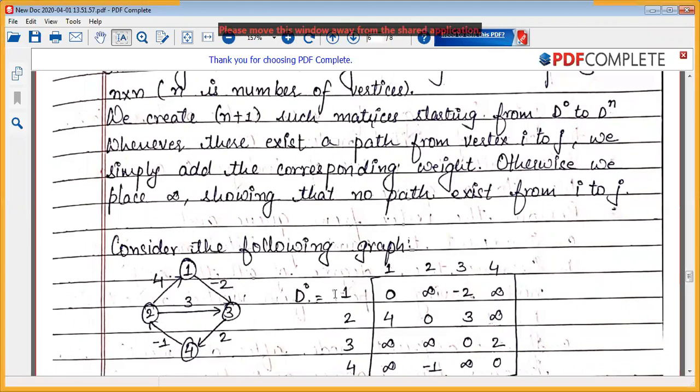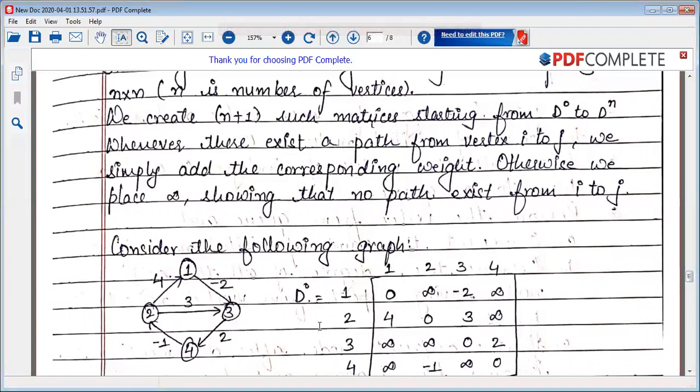From 1, identify the edges from 1 to 1, 1 to 2, 1 to 3, and 1 to 4. So you can see that the diagonal elements are 0 because this is not going to have any self loop. So no self loop is present. Therefore, from 1 to 1, the weight is 0 because if you are at 1 and you reach 1, no cost will be required at that particular node. Therefore, all the diagonal elements are 0.